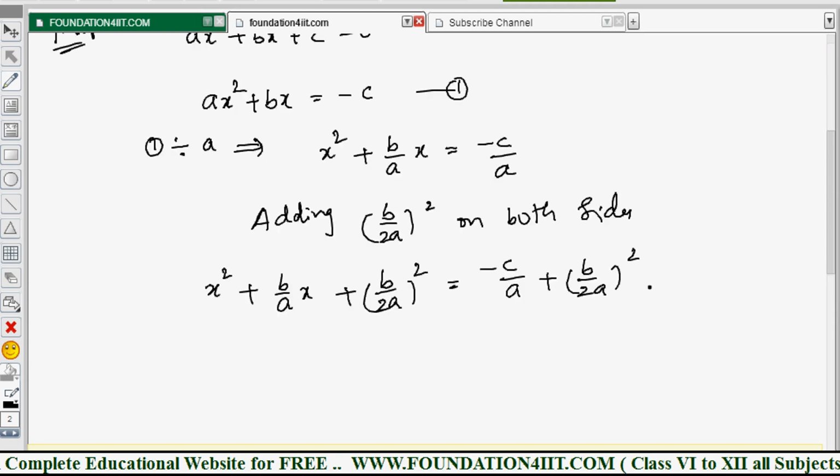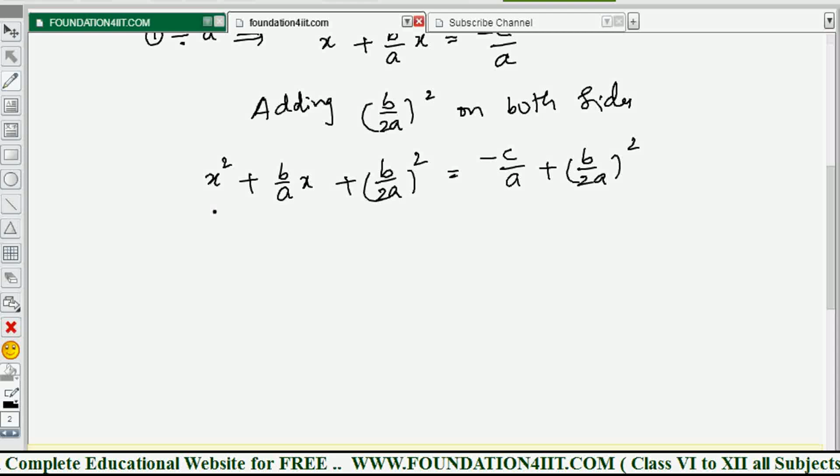Why am I doing this? The left side you can convert using the a plus b whole square formula. So a square, and if this is b square, the middle is 2ab. 2 into x into b by 2a is b by a x. That's why you can convert this to x plus b by 2a whole square. Now this exactly equals the a square plus 2ab plus b square formula; if you apply it, you get the same. Finally, we need to target getting the x value, that's why we are doing it this way.